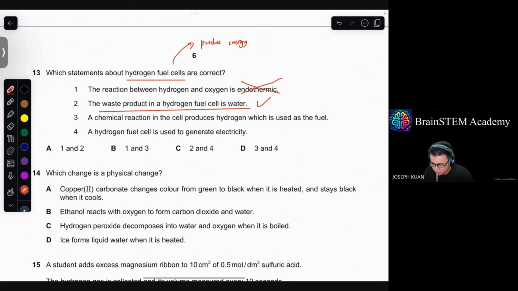Three, a chemical reaction in the cell produces hydrogen, which is used as the fuel. No, right. We say that it produces hydrogen. It uses hydrogen. Okay, it uses hydrogen, but it produces water. So three is wrong as well. So pretty much the answer should... Am I making a mistake here? Wait, let me check. Oh, no, no, no. I'm correct. Okay, so last one. A hydrogen fuel cell is used to generate electricity. That's correct. So answer is C. My bad for misreading the question. Okay, hopefully that's clear.